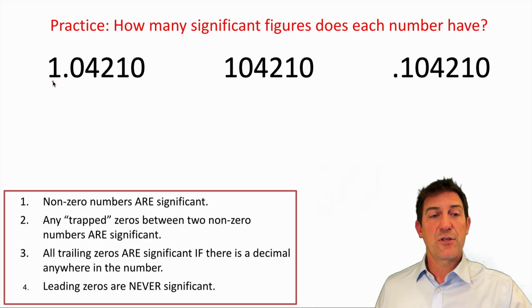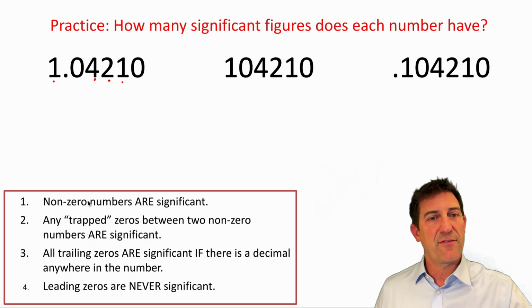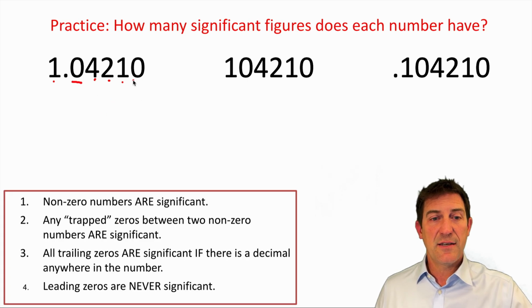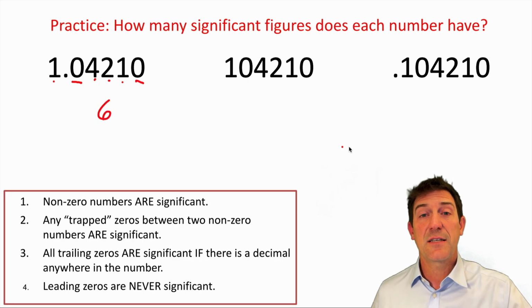So if we look at our first number here, we can clearly see that that digit, and that digit, they're all significant figures because of rule number 1. They're non-zero numbers. It's the zeros we have to be careful with, right? So then we look at this. This is called a trapped 0, and trapped zeros are always significant. We can see it right here. And this is a trailing 0 because it comes after the last non-zero number. Trailing zeros are significant if there's a decimal somewhere in the number. So how many significant figures are in this number? 1, 2, 3, 4, 5, 6. There are 6 significant figures.